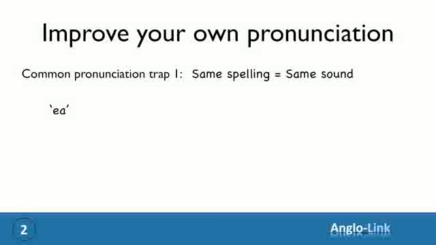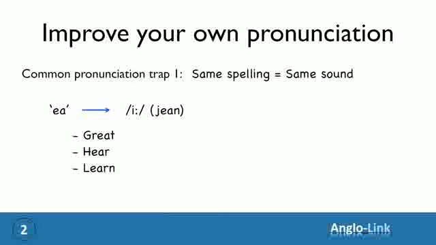If you think that the combination of letters E and A always sound like E, as in Jean, then you will mispronounce the following words. Great, hear, learn, instead. So, this is the best example of the same combination of letters, EA, having 5 different sounds.